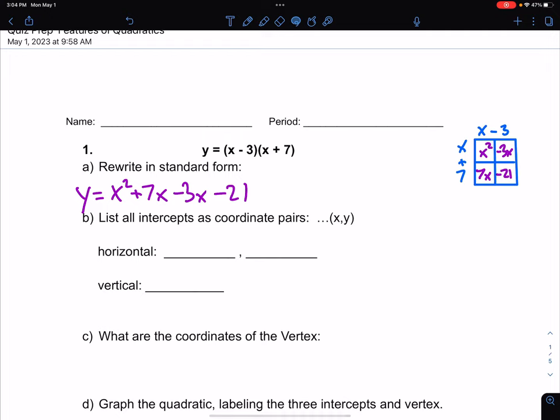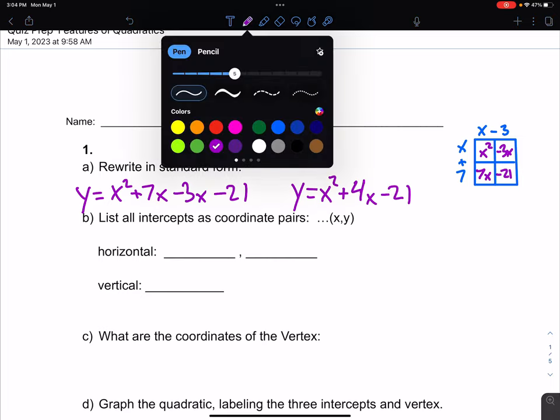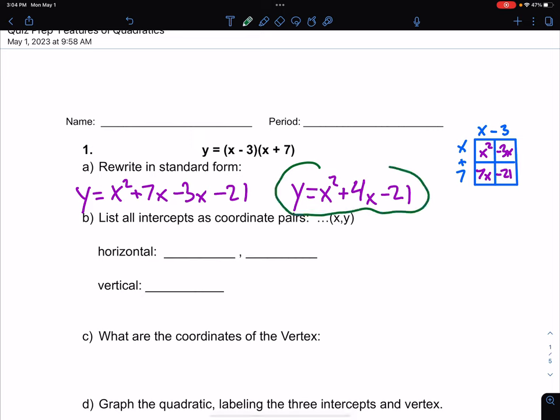We can combine these two like terms. See, this 7x and that minus 3x, they're best friends. BFFs, besties forever. So let's put them together. We'll get y equals x squared, 7 minus 3 is 4, so we got plus 4x minus 21. Okay, I'm going to circle it in green because this is our standard form. Here's the first part of the quiz. You just multiply those two factors together.